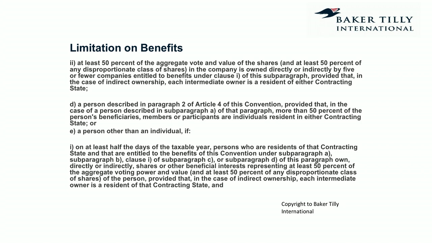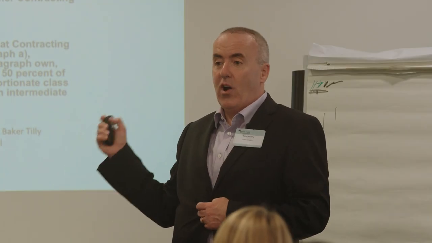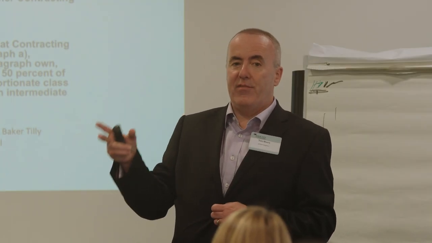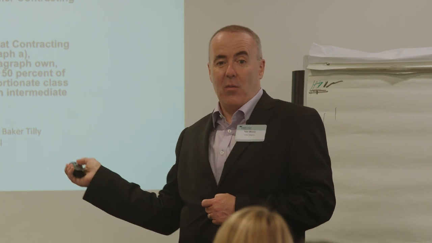Yeah. This appears to suggest that it isn't just a quoted company, because this "or" says actually, if 50% of the shares are owned by five or fewer participators, then you're within the rule as well. But it does say, I worked it out in the end, is owned directly or indirectly by five or fewer companies entitled to benefits under clause one of this subparagraph. Remember, it's circular. To be entitled to benefits under clause one, you've got to be a quoted company, we've worked out. So if you're not a quoted company, but your shares are owned by five or fewer quoted companies, then you're fine. That's why I worked that out.